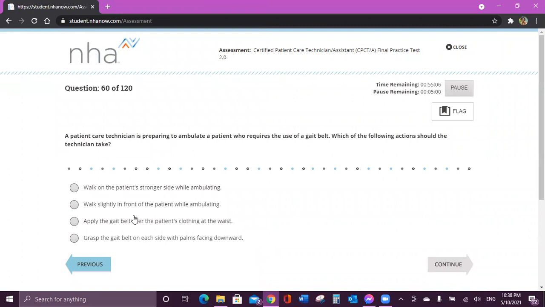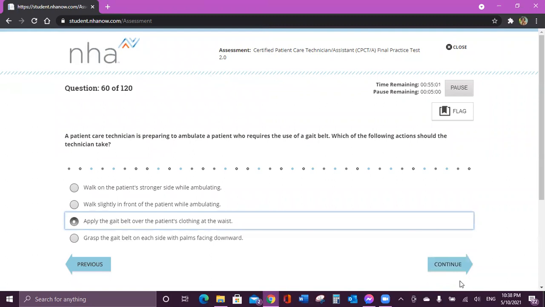C. Apply the belt over the patient's chest.